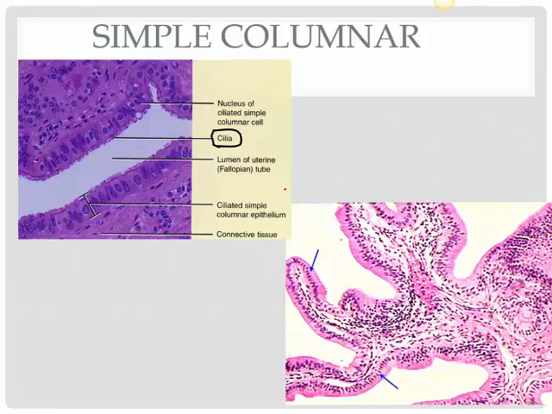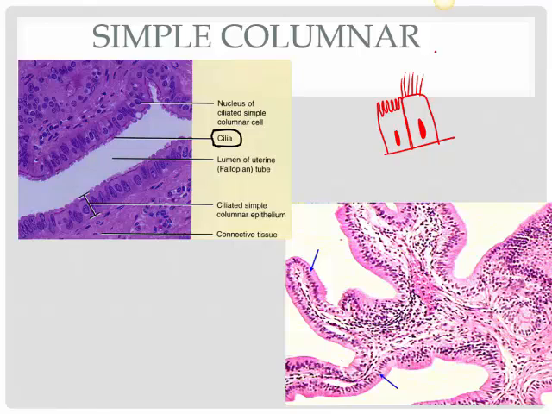Now, not all columnar cells have microvilli. Some may be just simple columnar, like you see here, with no microvilli. And some columnar cells don't have microvilli, but instead they have cilia. You remember that was another adaptation of the cell or plasma membrane. If you look at microvilli, this is what they look like. If you look at cilia, here is the cell, the cilia are on top. Look at that, they look very different.